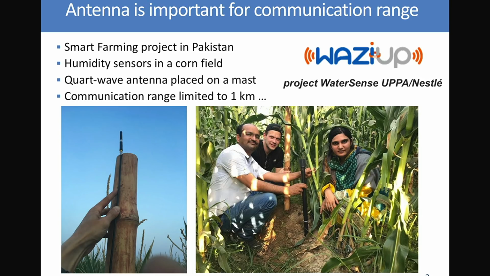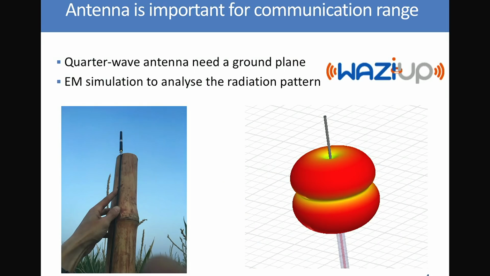And I will have a cable between the sensors and the antenna. And you use a quarter wave antenna placed on the mast. And you do some tests, and you get just 1 kilometer of coverage. So he was really disappointed. So we discussed, and I explained to him that when you are using a quarter wave antenna, usually you need a ground plane. I mean, not usually, you need a ground plane.